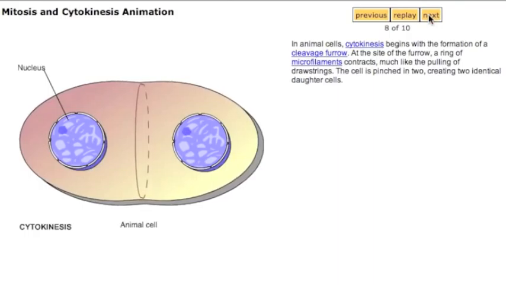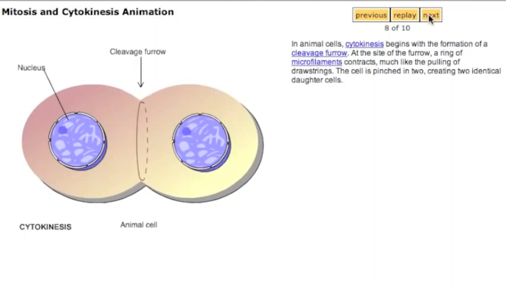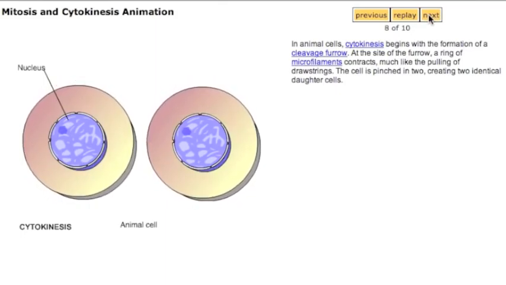In animal cells, cytokinesis begins with the formation of a cleavage furrow. At the site of the furrow, a ring of microfilaments contracts, much like the pulling of drawstrings. The cell is pinched in 2, creating 2 identical daughter cells.